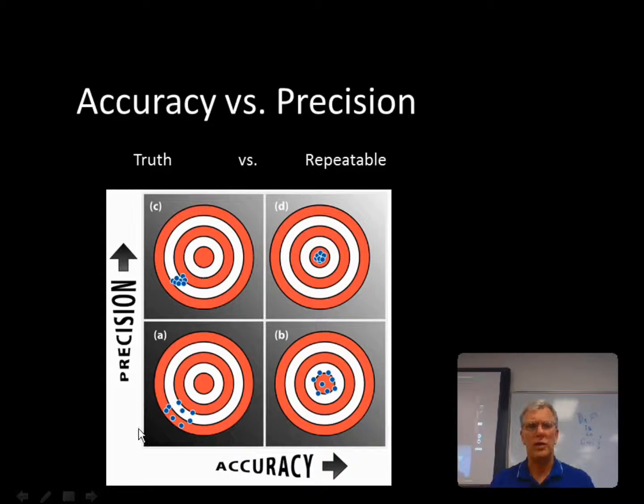All right, so as we're looking at this chart, as we go up, we're becoming more precise. As the bullets get closer together, they become more precise. And as we go to the right, we're becoming more accurate. The closer we get to the true value, the bullseye, the more accurate we are.